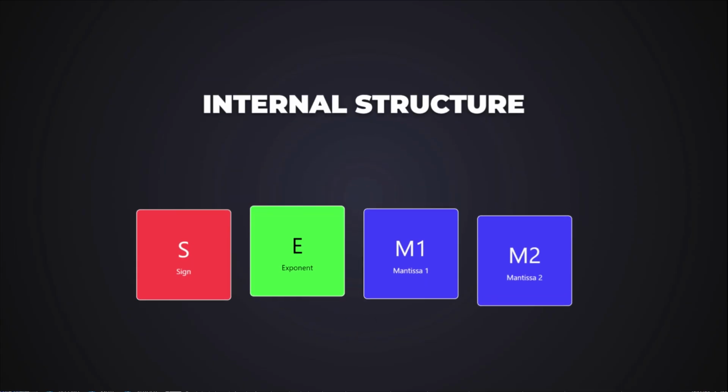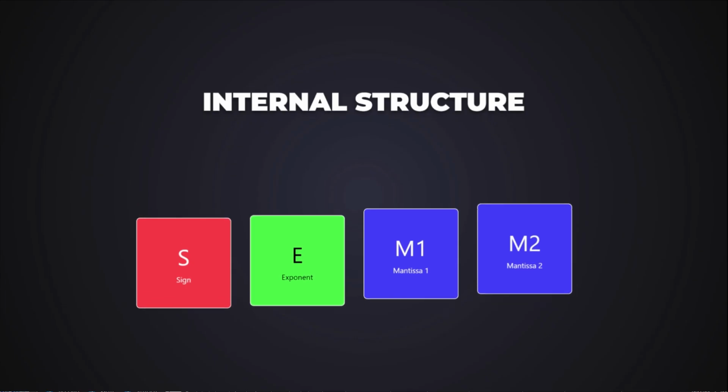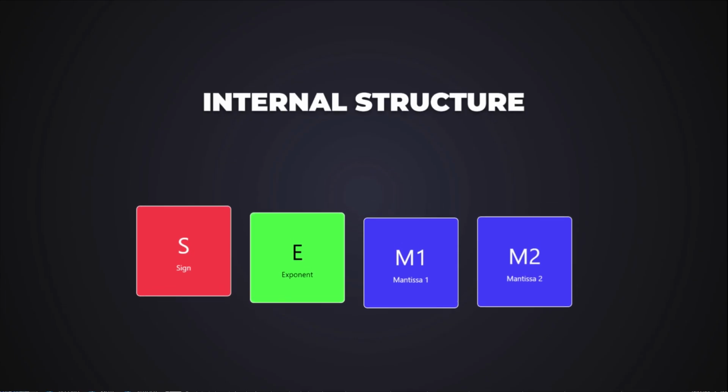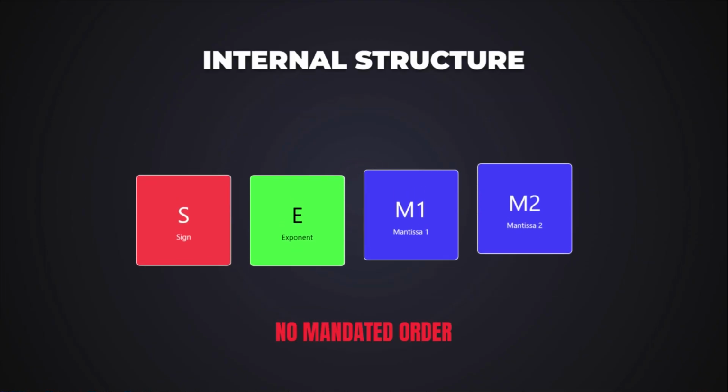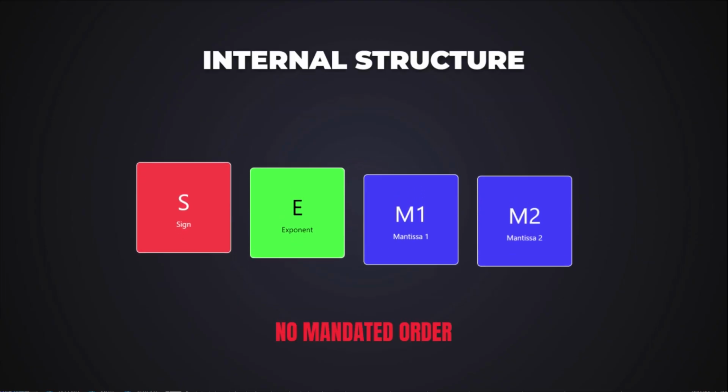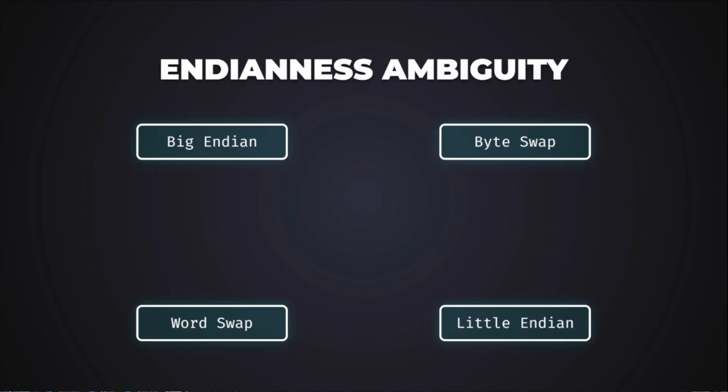A single 32-bit float consists of 4 bytes: S, E, M1, M2. The Modbus specification does not mandate the order of these two 16-bit words, nor the byte order within those words. This ambiguity leads to 4 common, incompatible data formats deployed across industrial devices.